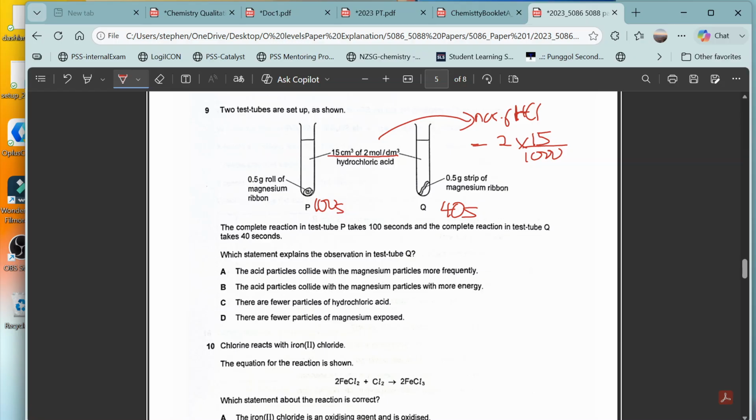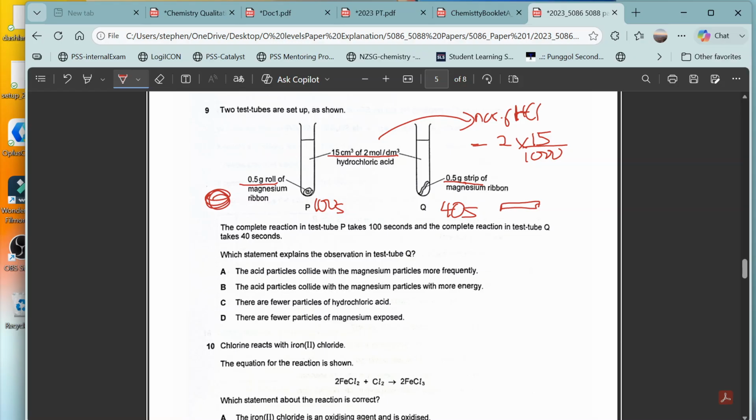The only difference is that this is 0.5 gram and 0.5 gram of roll. Roll means roll up, right? And this one is exposed. I guess this means like that. This one is roll up. When you roll up the magnesium, don't you think there's less surface area for the particles of the HCl hydrogen ions to get in contact with the surface area? Yep. So if there's less surface area of contact, of course the reaction will be slower lah.